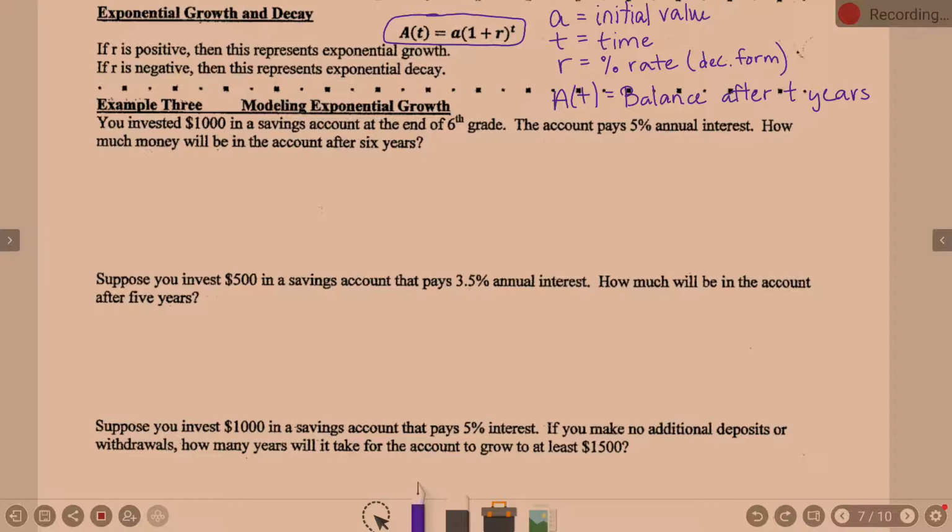Notice it says if R is positive, this represents exponential growth. In other words, if you have a growing situation, we are going to do 1 plus the R value. And if you recall from the front page, if it's bigger than 1, it's growth, right? That's because you're doing 1 and you're adding the percent. So if R is positive, it's going to be growth. If it's a decay situation, then we're actually going to be subtracting the R value, so we use a negative R in a decay situation.